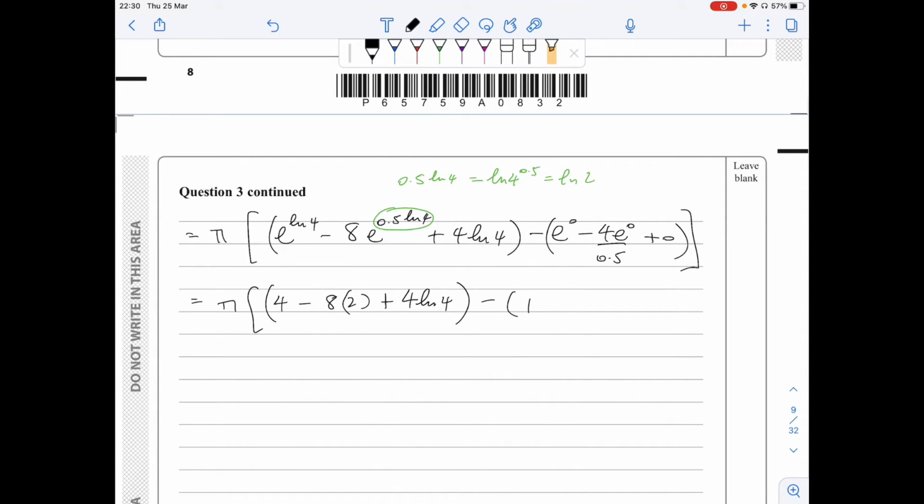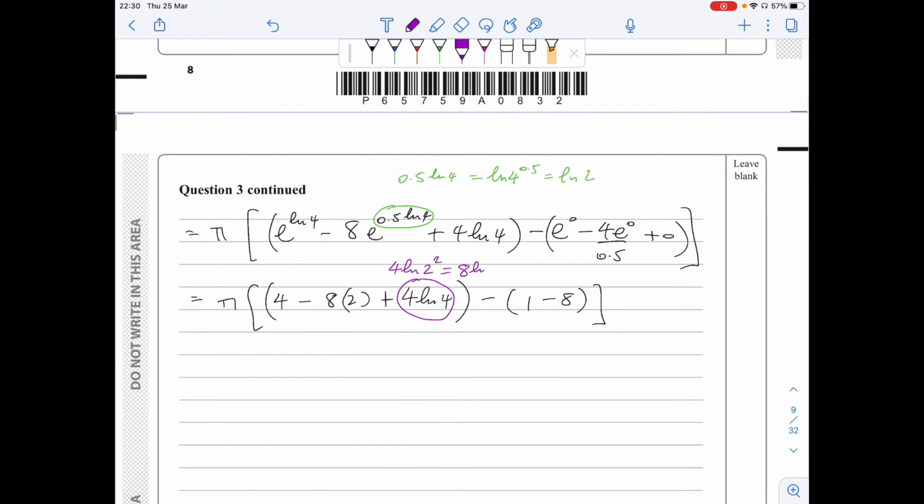minus (1 minus 8). Now note again that 4 ln 4 is equal to 4 ln 2 squared, which is equal to 8 ln 2. I'm converting this into ln 2 because this is what the question wants. So now I have pi times (8 ln 2 minus 5), and if I expand this I get 8 pi ln 2 minus 5 pi, which is in the form required.